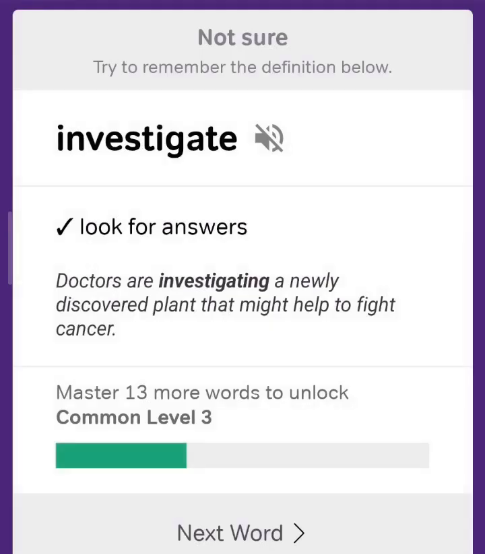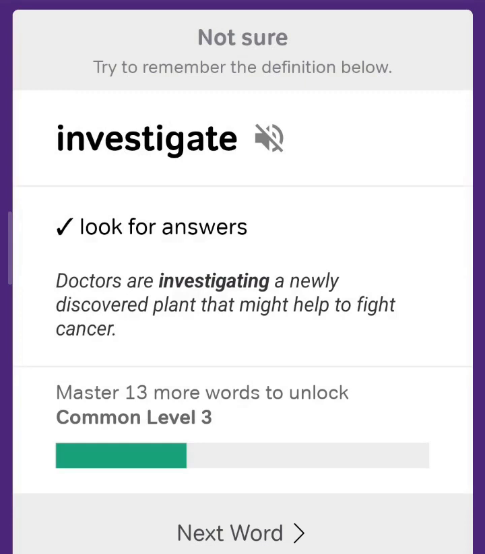Investigate, look for answers. Doctors are investigating a newly discovered plant that might help to fight cancer.